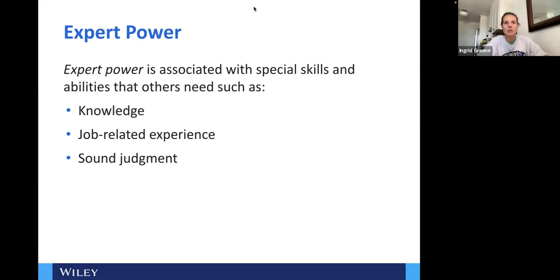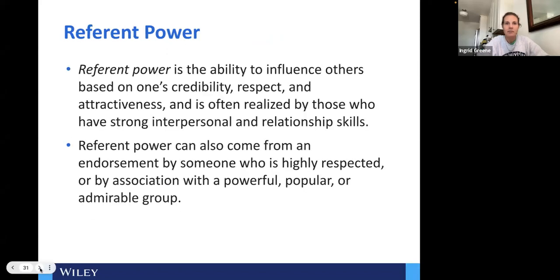So expert personal power: special skills and abilities, knowledge, job-related experience, your sound judgment, right? That is something that is expert. So expert is all about what it is that you know. And if you work for Salesforce, you need to have a Salesforce certification, or if you're going to go work for a partner of those. So again, actually job-related expertise.